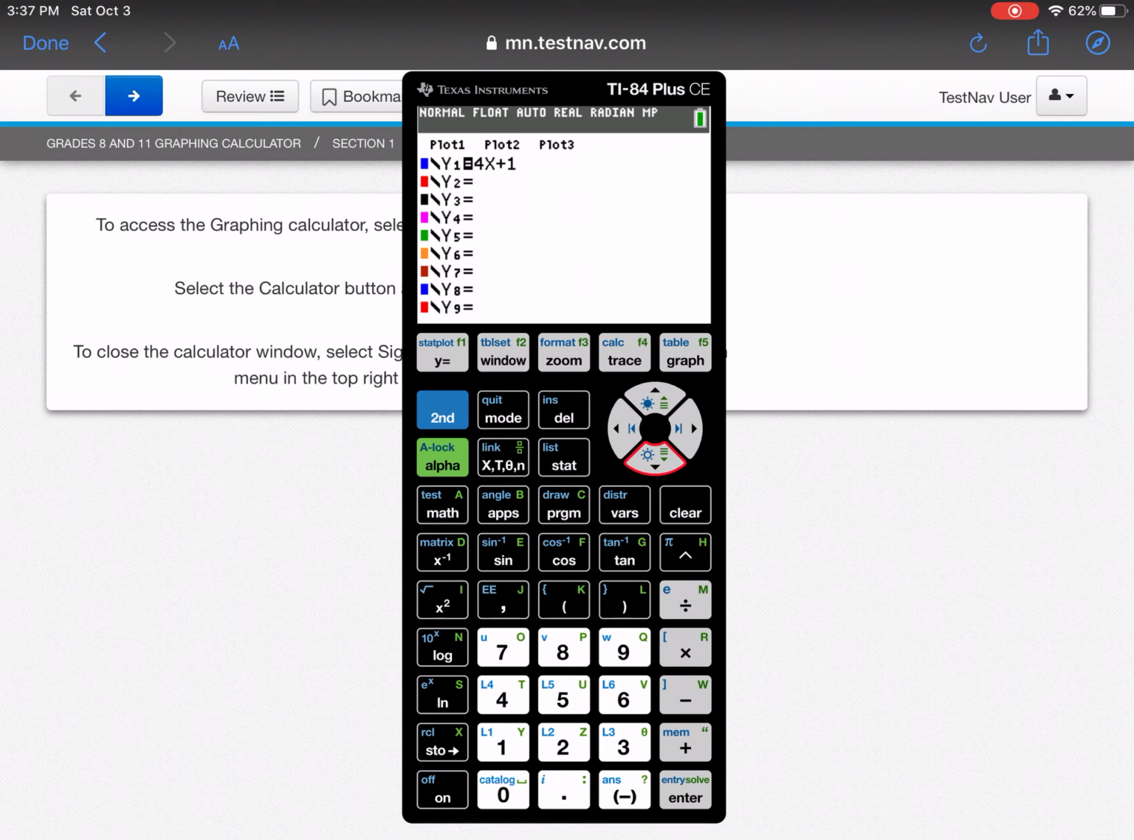A reminder with this calculator, it's important that you put fractions in parentheses. Sometimes it'll work if you don't do this. I would not gamble. I would always put fractions in parentheses. So 1/2 x like that, and then plus 8. Okay, so now you have your two equations, and it will graph both of these. So you're going to press graph next.